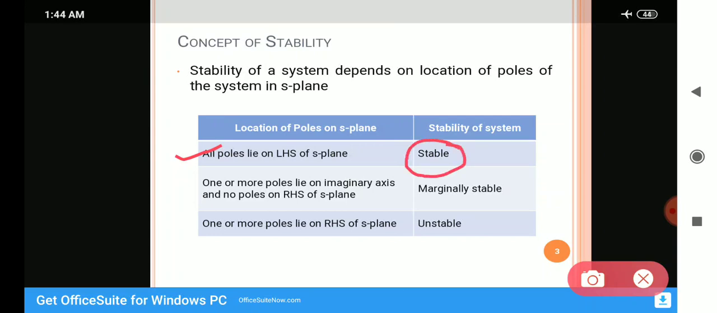If one or more poles lie on the imaginary axis and there are no poles on the RHS of the S-plane, then the system is said to be marginally stable. If there is at least one pole which lies on right hand side of the S-plane, then the system becomes unstable.